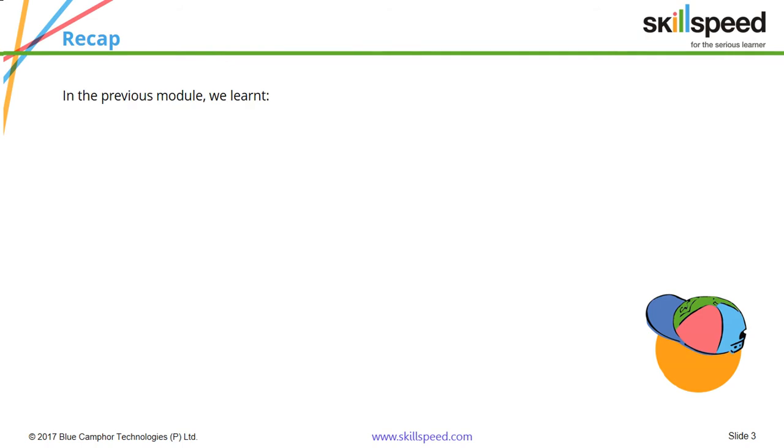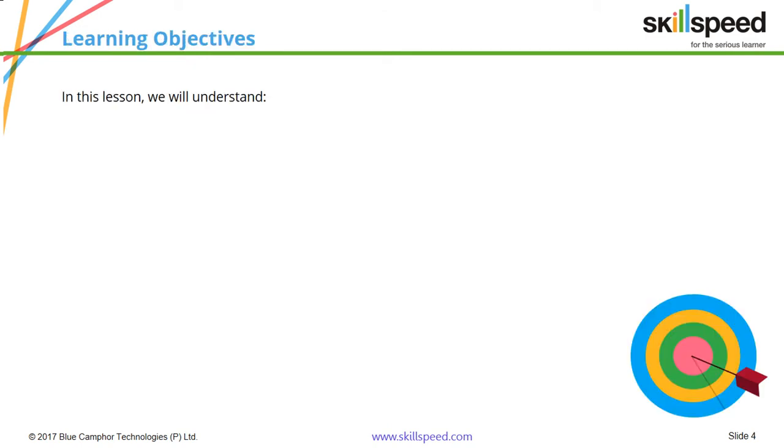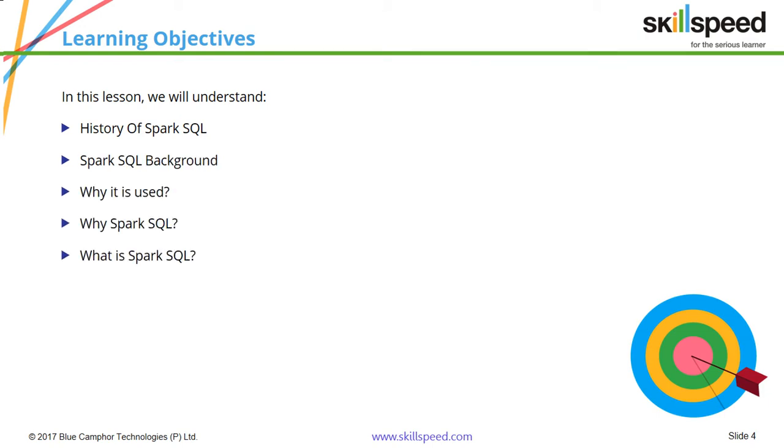So in the last lesson and especially in the last module, we have been dealing a lot with shared variables, broadcast variables and accumulators, and a lot of RDD operations as such, right? In this particular lesson, we are getting introduced to one of the most widely used Spark libraries, which is called SparkSQL. And we will specifically talk about the history behind SparkSQL, the background, and why it is used, why exactly SparkSQL, and some certain features of SparkSQL.